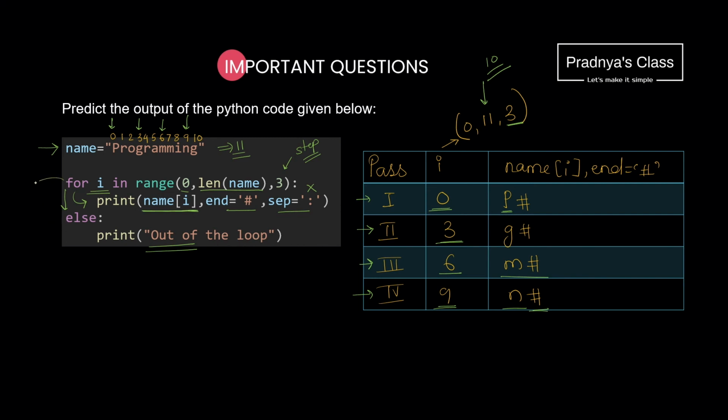After the successful completion of the for loop, we will come to the else part. Even this message will get printed. In this way, we will get this output. Hope you understood this explanation too. Out of the loop also, it will not come on a new line because of this end parameter.